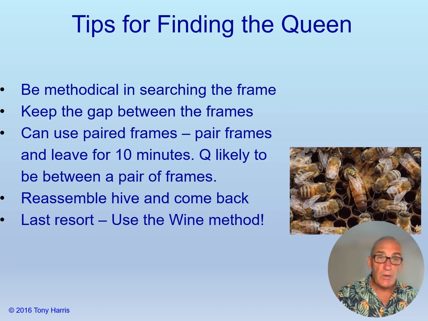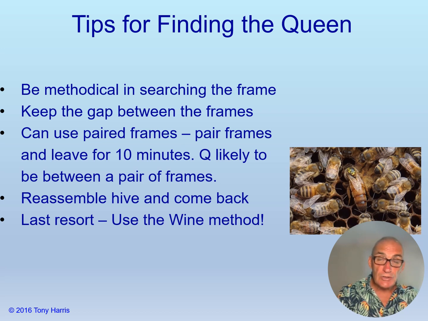By doing this, the queen is unlikely to cross the gap between the examined frames and those still to be checked. If you don't find her the first time through the frames, try a second time using the same method but in reverse. If she still can't be found, you can use paired frames. Place 4 lots of paired frames tight against each other but leave a couple of inches between each pair. Put the crown board back on and leave the hive alone for 10 minutes. When you return, the queen is likely to be in the dark between a pair of frames.